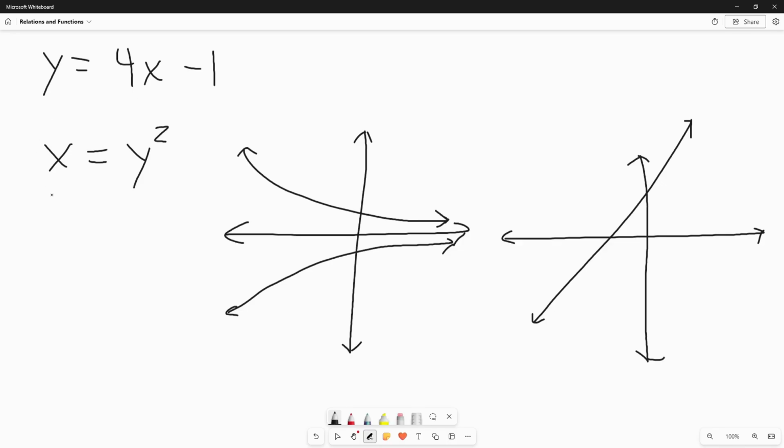But the second relation is a little more tricky because we have an operation on the y, which we don't normally see. And this one is not a function because if x is positive, say x is 4, then y can be two things. Obviously, y can be 2 because 2 squared is equal to 4, but it can also be negative 2 because negative 2 squared is also equal to 4. So this one is not a function.